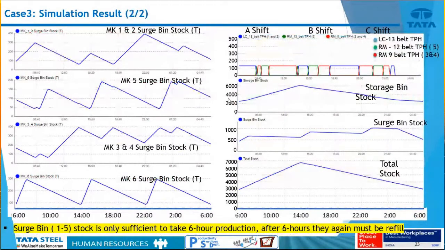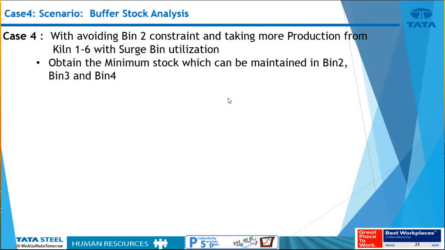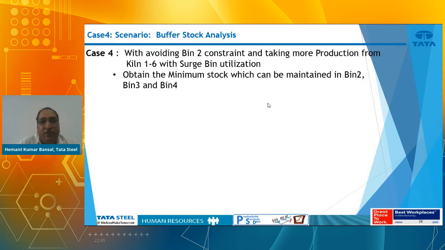And we also find that surge bin 1-2 stock is only sufficient to take 6 hours of production. After that, they again need to be refilled. After that, we did the analysis for buffer stock, because it is required for unplanned breakdown and shutdown in the circuit.